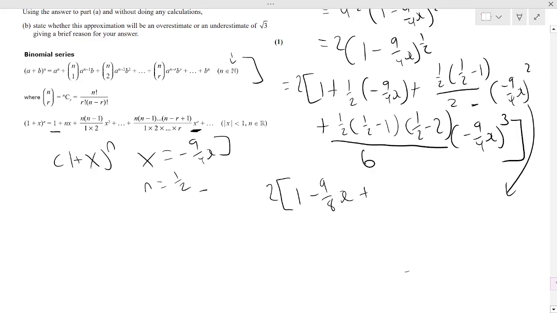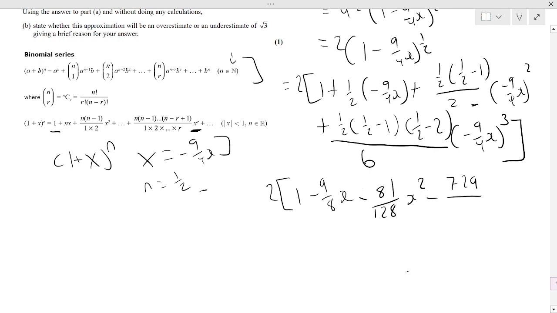So the half of half minus 1, then it's times the minus 9 over 4 squared, divided by 2. And so the coefficient for x squared is going to be minus 81 over 128 x squared. And then for x cubed, it's going to be a half of a half minus 1 of a half minus 2. And then it's also times minus 9 over 4 to the cube, right? Power 3 over 6. And so the coefficient of that would be minus 729.